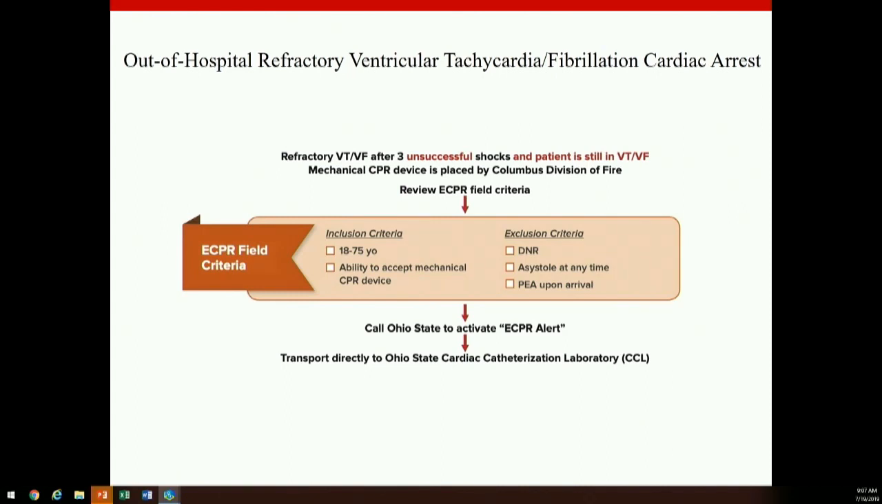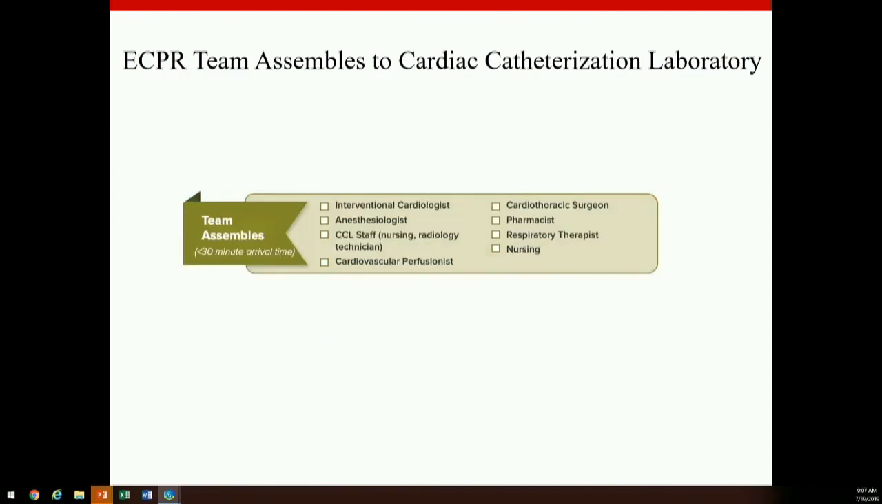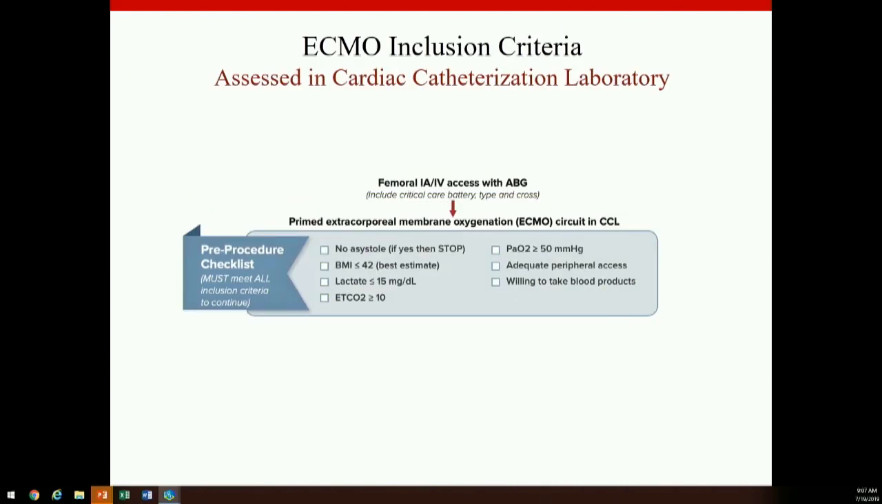So we have excluded this patient population from our program. So the cath lab, this is the team that arrives to the cath lab. Usually it's 20 to 30 minutes. And typically these happen in the daytime, so most of the time we're there. Usually when it happens in the middle of the night, the patient's found the next morning cold. So typically we're there waiting for the patient.